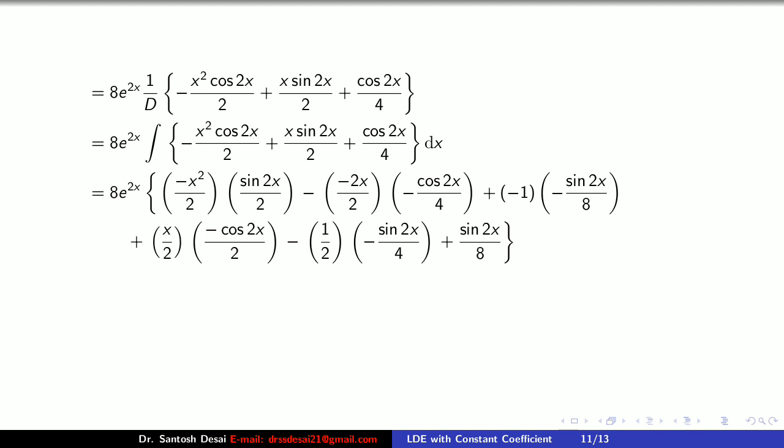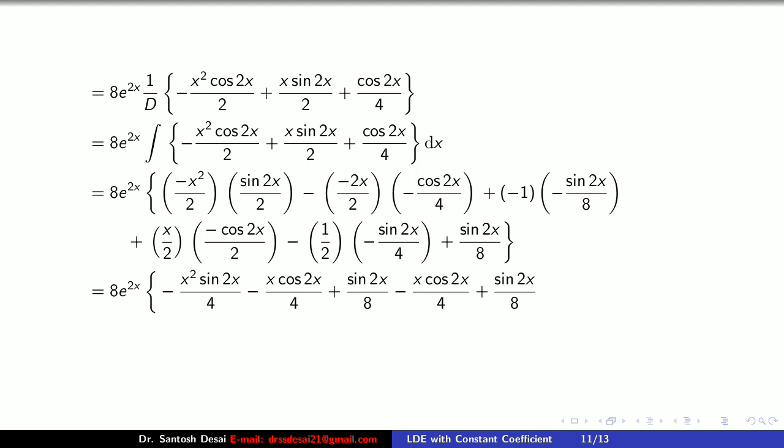Now I remove all the inner brackets and simplify the terms, and we get 8 e raised to 2x into minus x square sin 2x divided by 4. Then next sign is minus. Then we get x cos 2x divided by 4 plus sin 2x by 8 minus x cos 2x divided by 4. Next term is sin 2x divided by 8. And finally, sin 2x divided by 8.